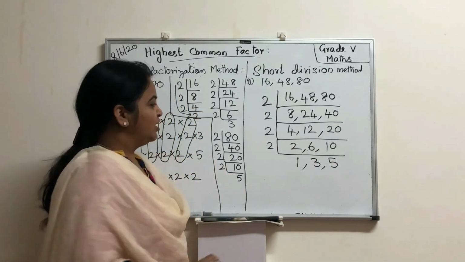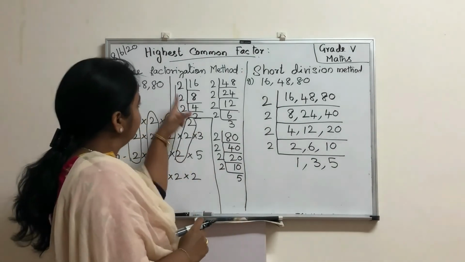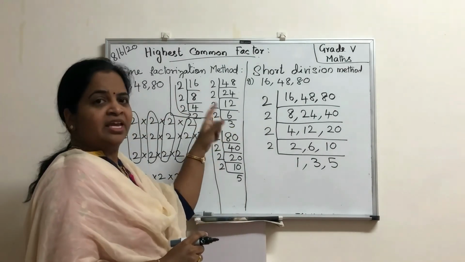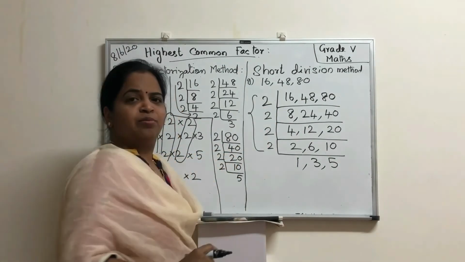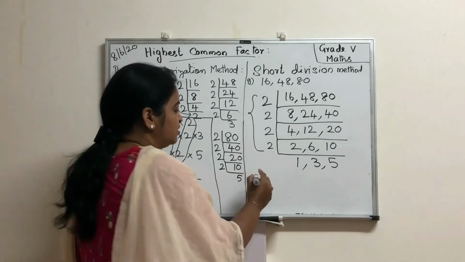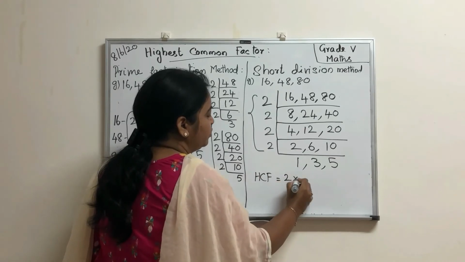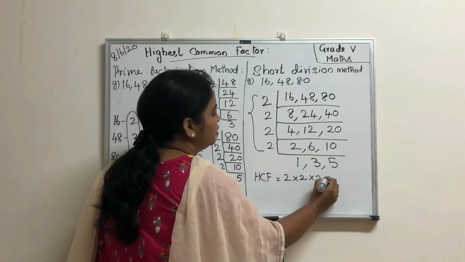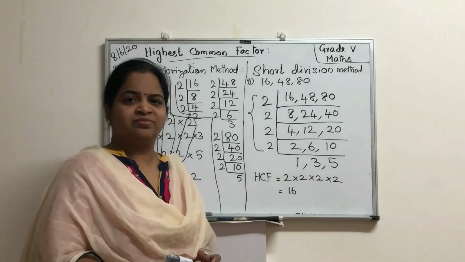You got it? Okay. Now here we took all the factors, no? Here we are going to take only these numbers, not these numbers. Okay? So how will you find HCF? 2 into 2 into 2 into 2 is equal to 16.